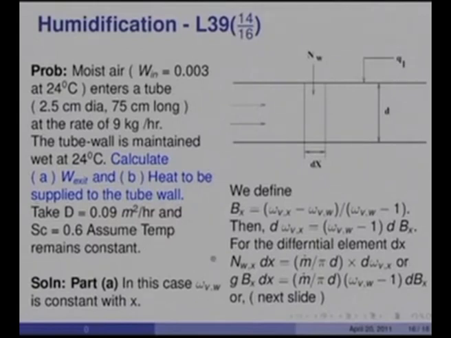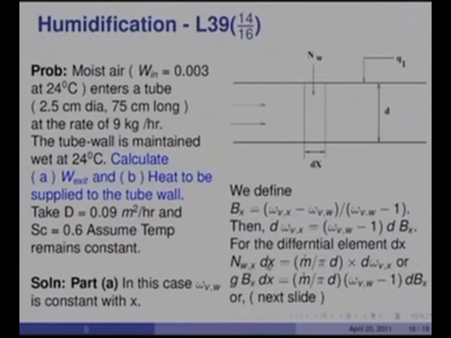So, in this case omega V W is constant with x because T W is constant with x, and therefore, if we define B x as I said in internal flow, omega V x will be the bulk value of the mass fraction, minus omega V W, divided by omega V W minus 1. So, if I take a differential, d omega V x will be equal to omega V W minus 1 into d B x. If I now look at this small differential element of length dx, then mass transfer N W multiplied by the perimeter, pi d, multiplied by dx would be the area.